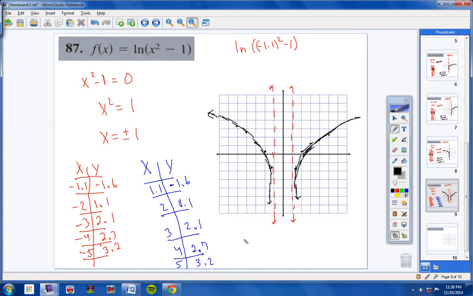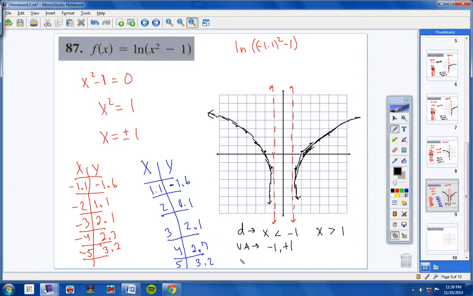Now, how about the domain? All right, the domain is going to be two pieces. It's going to be x is less than negative 1 and x is greater than 1. Vertical asymptote would be, well, there's two, negative 1 and positive 1.